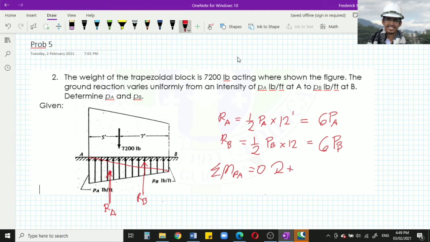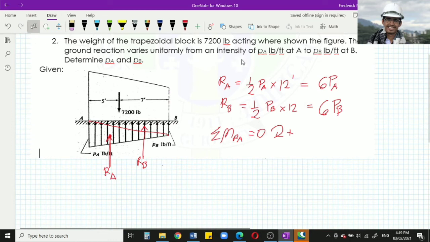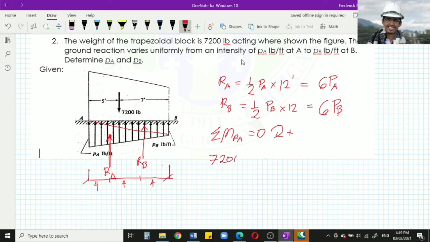So, kuhanin muna natin yung distance nila. Yung distance nito will be, divide natin sa 3. So, tig 4 feet sila. Okay? Kung 4 yan, 4 din ito, 4 din ito. So, ano yung mag-moment dito sa RA? Yung 7,200 times, ano yung distance nito? Kung 4 feet yon and 5 feet yon, that will be 5 minus 4. So 1 feet na lang yon. So that will be 1 feet.